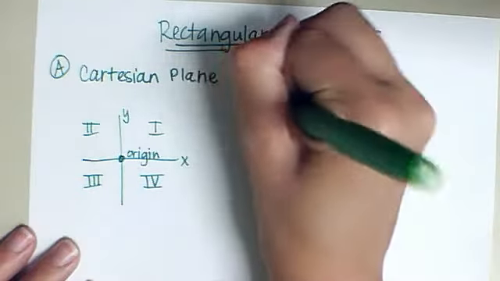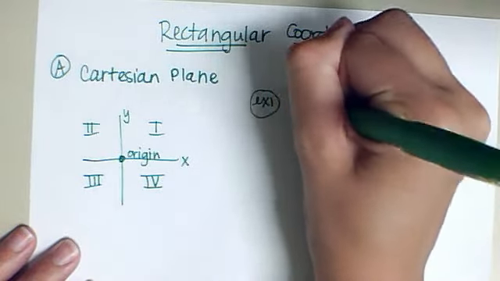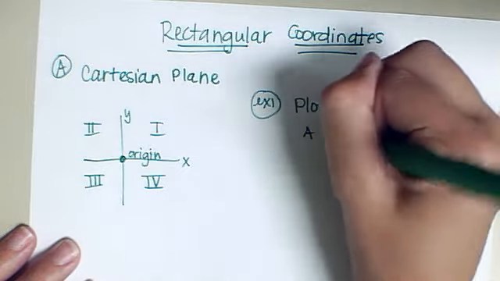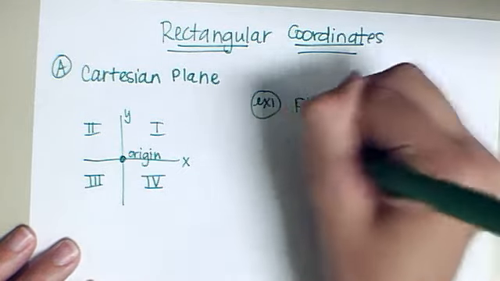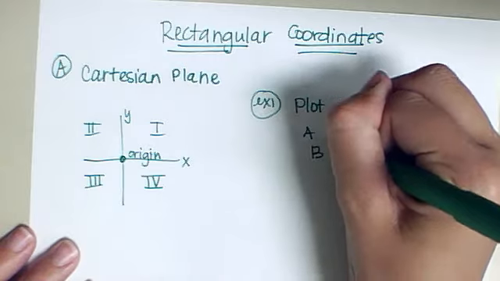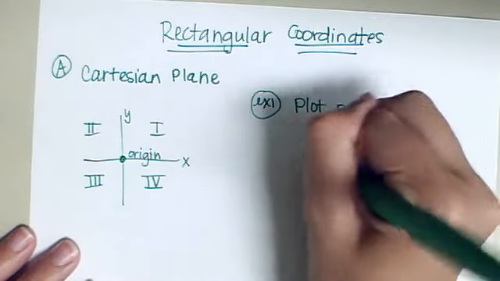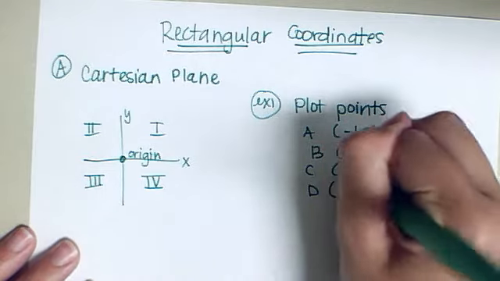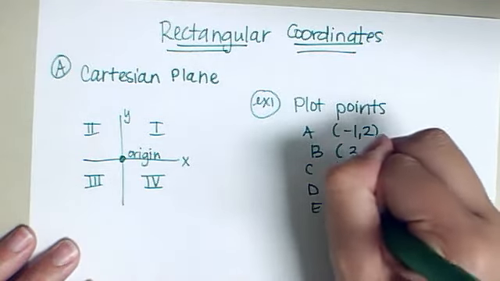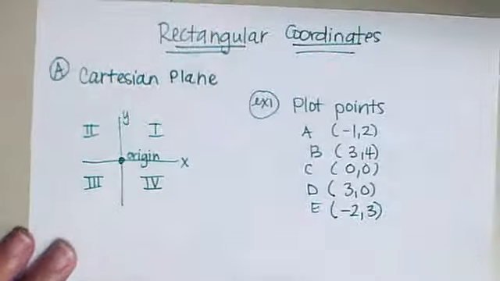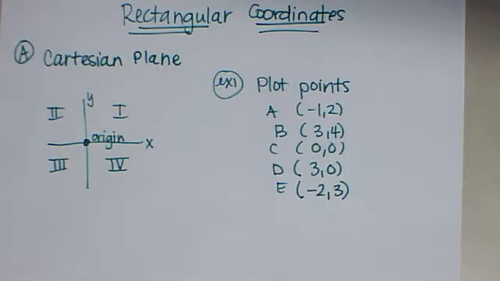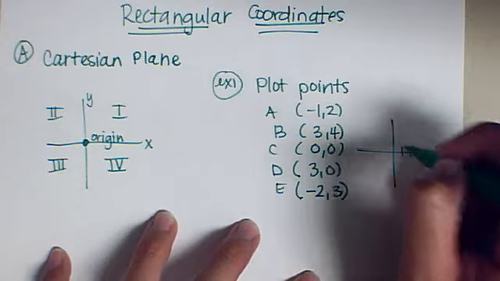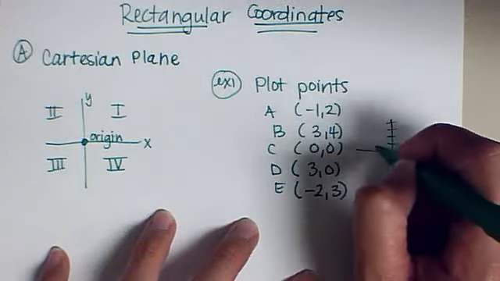In class, we reviewed real quick how to plot some points. I asked them to plot the points (-1, 2), (3, 4), (0, 0), (3, 0), and (-2, 3). So I'll review that with you now. Hopefully you know where all of these things are, and you know where positive and negatives go for x and y.